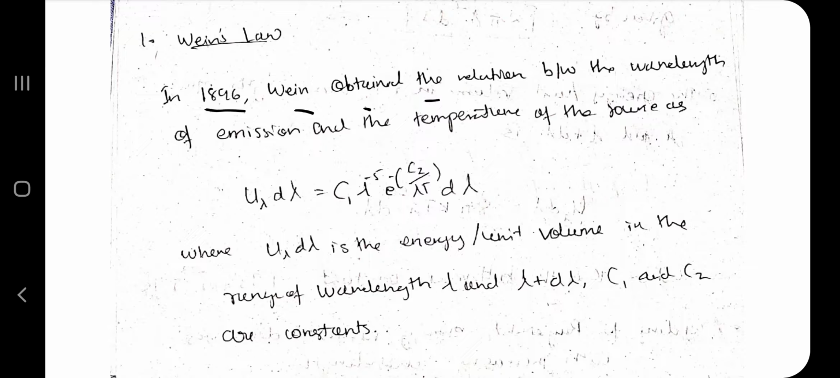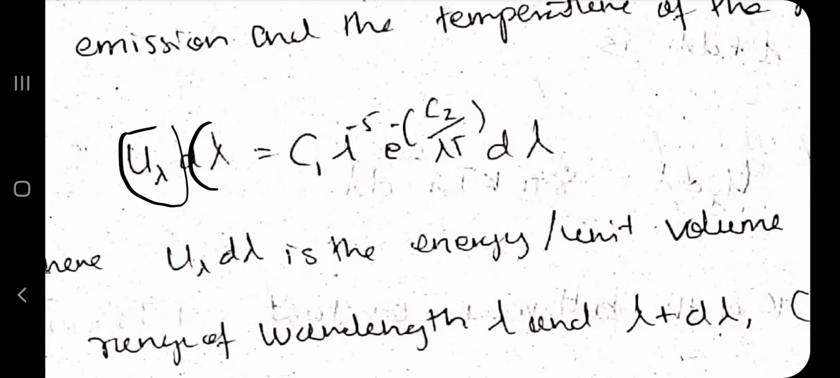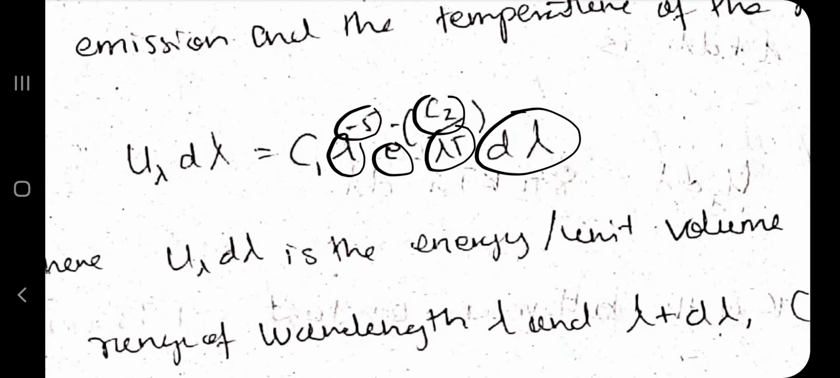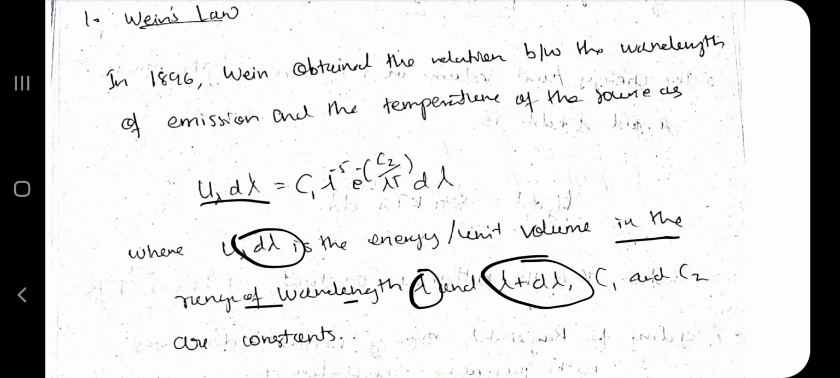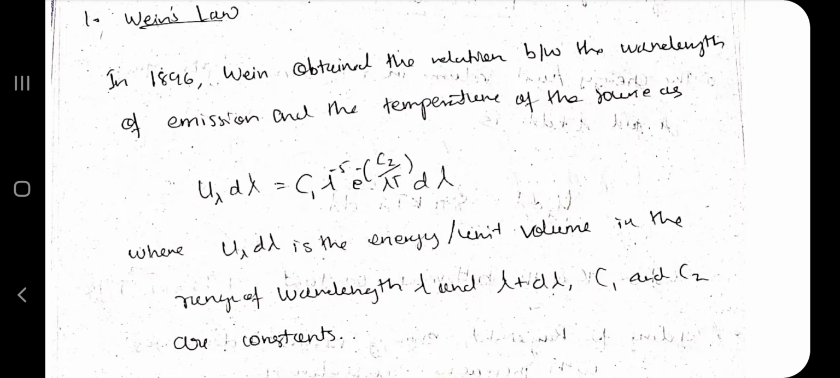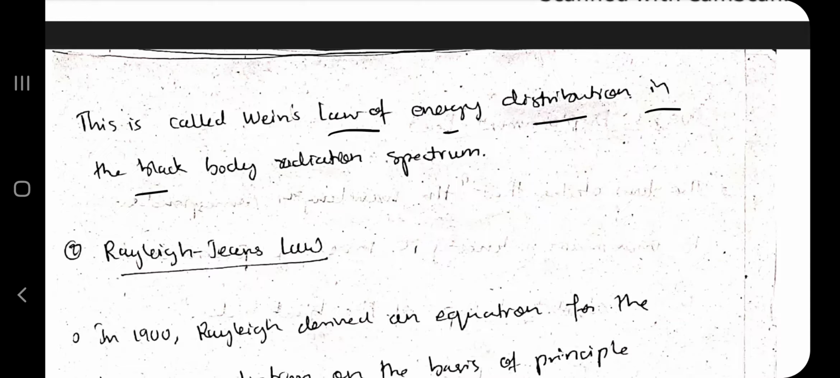In 1896, Wien obtained the relation between the wavelength of emission and the temperature of the source as this equation: u_lambda d lambda equals c1 lambda to the power minus 5 e to the power minus c2 by lambda T, d lambda. This is the energy per unit volume in the range of wavelength lambda to lambda plus d lambda, where c1 and c2 are constants. Make sure you remember this formula; write it 2 to 3 times to remember it. This is called Wien's law of energy distribution in the blackbody radiation spectrum.